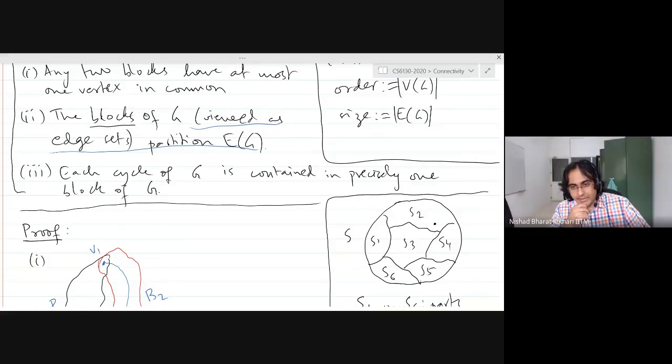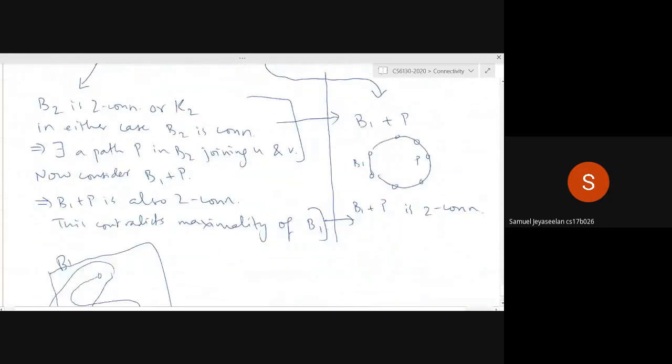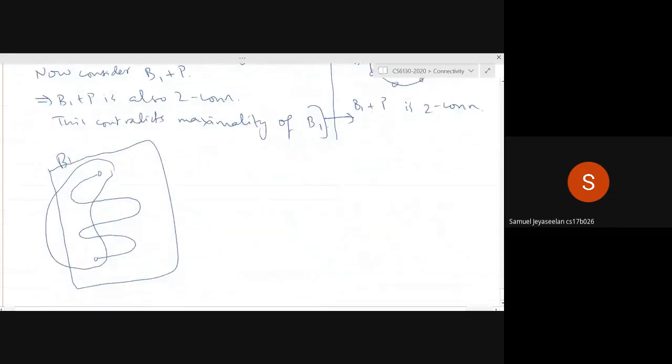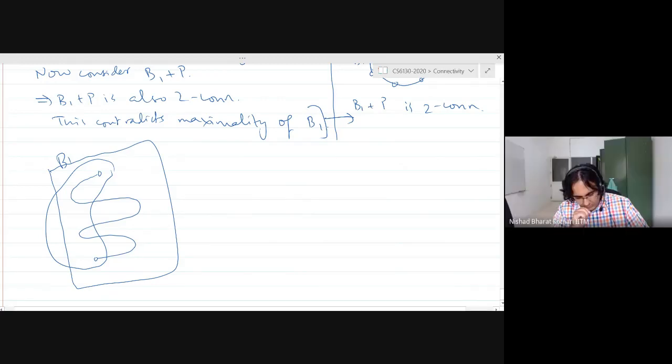Right? We haven't proved it yet. So now what do we do, Samuel? You have any suggestions? If along that path there's at least one edge that's not completely in B1, then we can say that adding that edge increases the maximality of two-connectedness for B1. I see. But there's still a possibility that the entire path is contained within B1. And then what would we do?